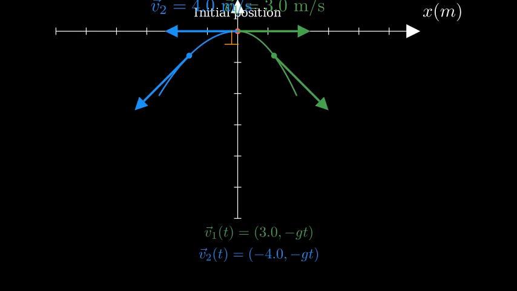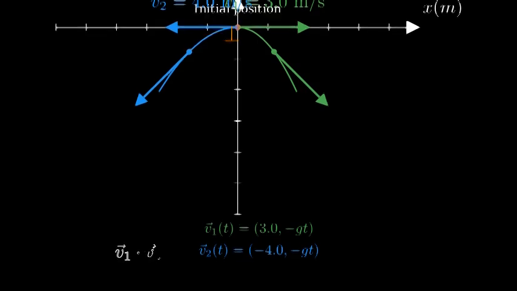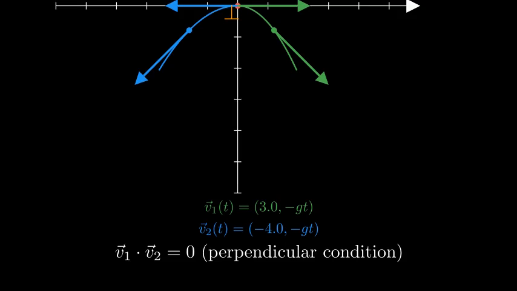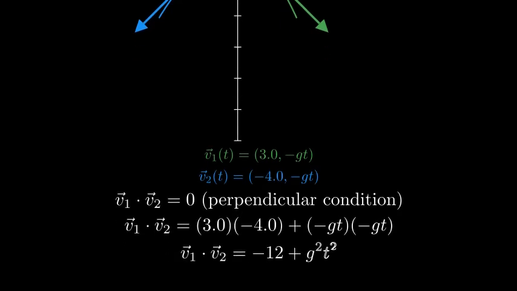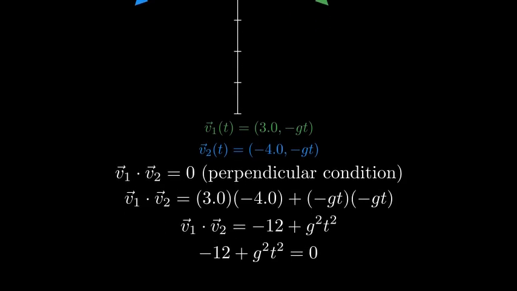Two vectors are perpendicular when their dot product equals 0. Let's calculate the dot product of the velocity vectors at time t. The dot product equals 3.0 times negative 4.0 plus negative gt times negative gt, which simplifies to negative 12 plus g squared t squared. Setting this equal to 0 and solving for t.